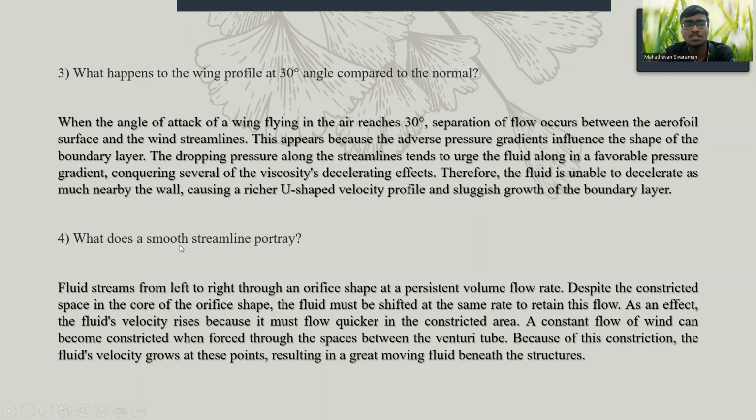Final question. What does a smooth streamline portray? Fluid streams from left to right through an orifice shape at a persistent volume flow rate. Despite the constriction in the space in the core of the orifice, the fluid must be moved at the same rate to retain this flow. As a result, the fluid's velocity rises because it must flow quicker in the constricted area. A constant flow of feed can become constricted when forced through the spaces in the venturi tube. Because of this constriction, the fluid velocity grows at these points, resulting in faster moving fluid beneath the structures.